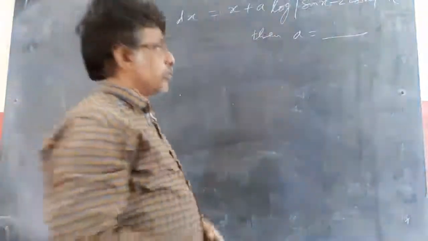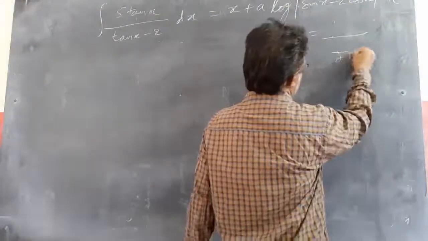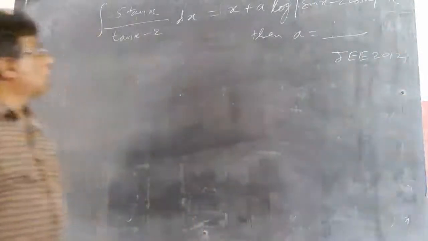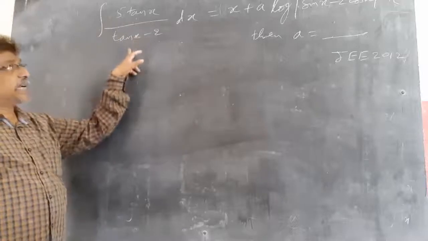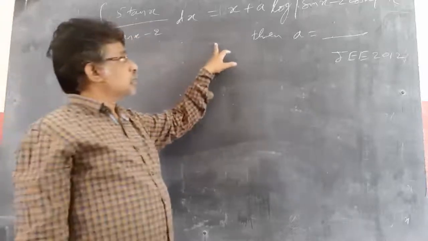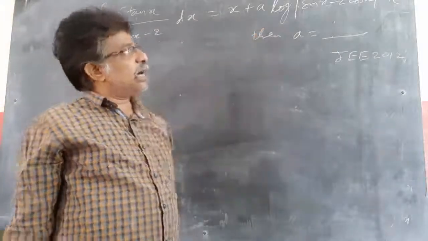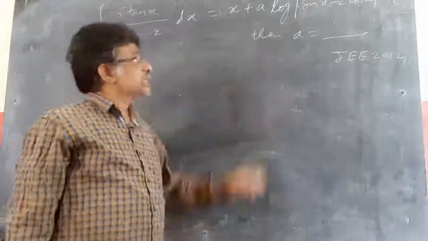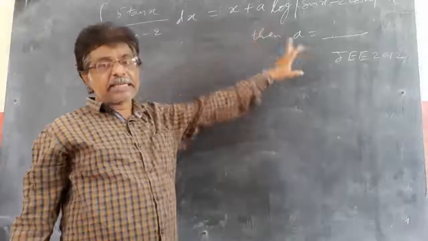Next, 2012 question. JEE 2012. Integral of 5 tan x by tan x minus 2 dx equal to x plus a log of sin x minus 2 cos x plus c. Then a equal to how much? He is given here a. What is that a value?